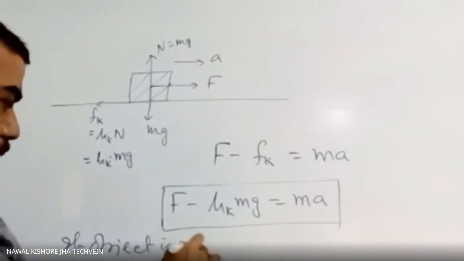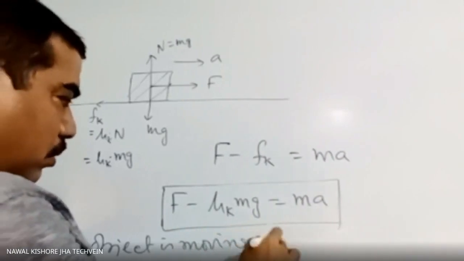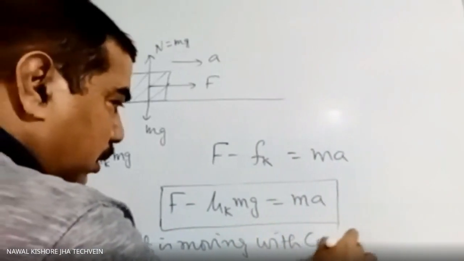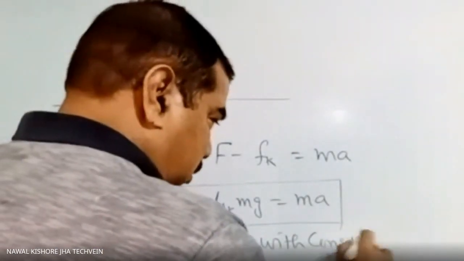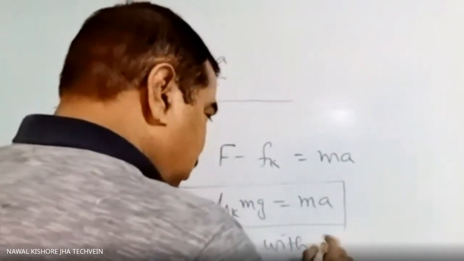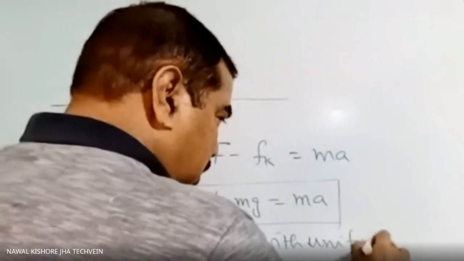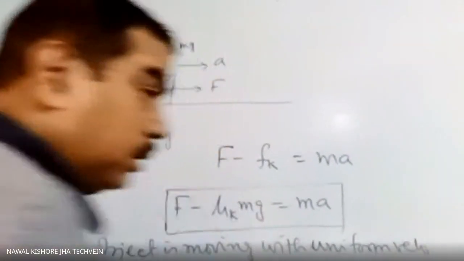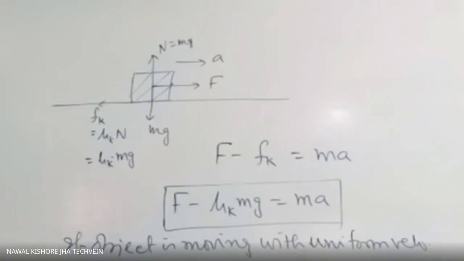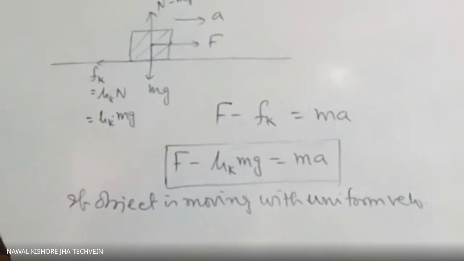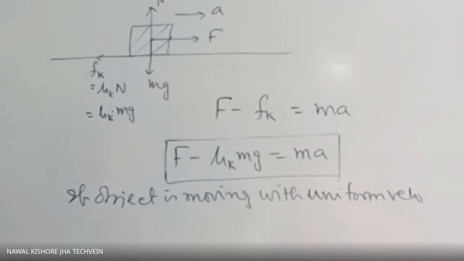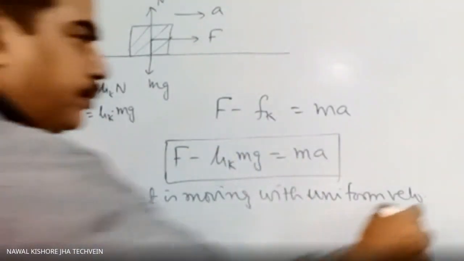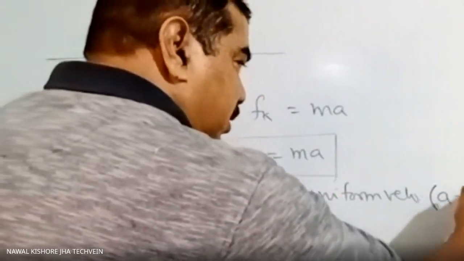The object is moving with constant velocity or uniform speed. With uniform velocity, the same velocity, and the direction is also not changing. So if velocity is uniform, in that case what will come? A will be 0. In that case, A will become 0.